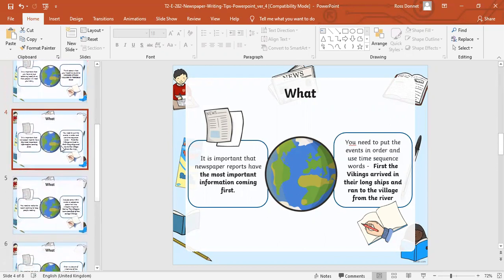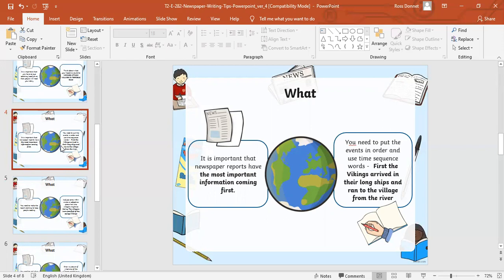The next thing you've got to think about is making sure that the information you're writing goes in the correct order, and you want the most important information coming first. This is where we would use some of the words we've used lots of times now, our time sequence words. For example, one of your first lines could be, "First the Vikings arrived in their long ships and ran to the village from the river." That's the first thing that's happening, so we need to make sure that we write about that first.